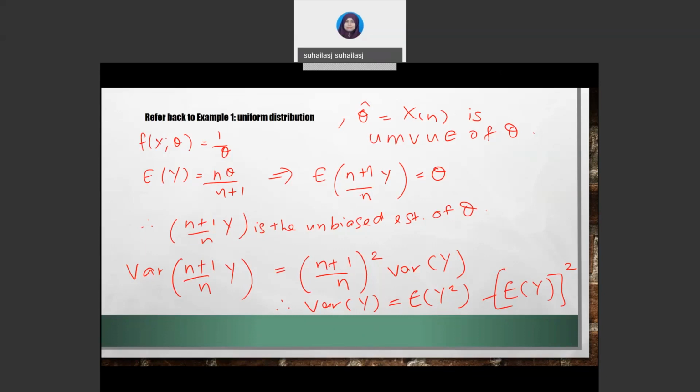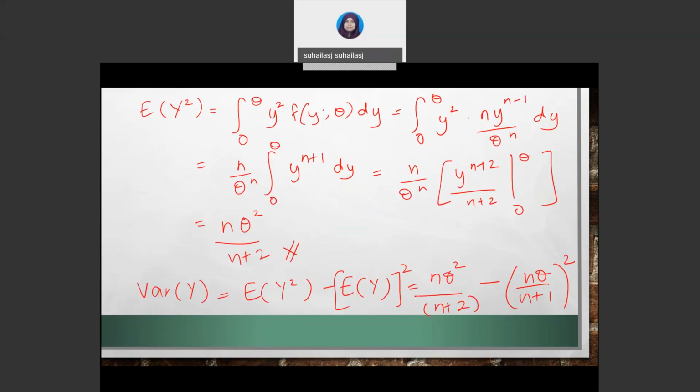So finding the variance, E(Y²) minus (E(Y))², the value. So the expected value of Y². Since the PDF is of the largest order statistic, we substitute y² times the PDF function, y to the power n minus 1 over theta n. So integrate from 0 up to theta. So solve n over theta n.